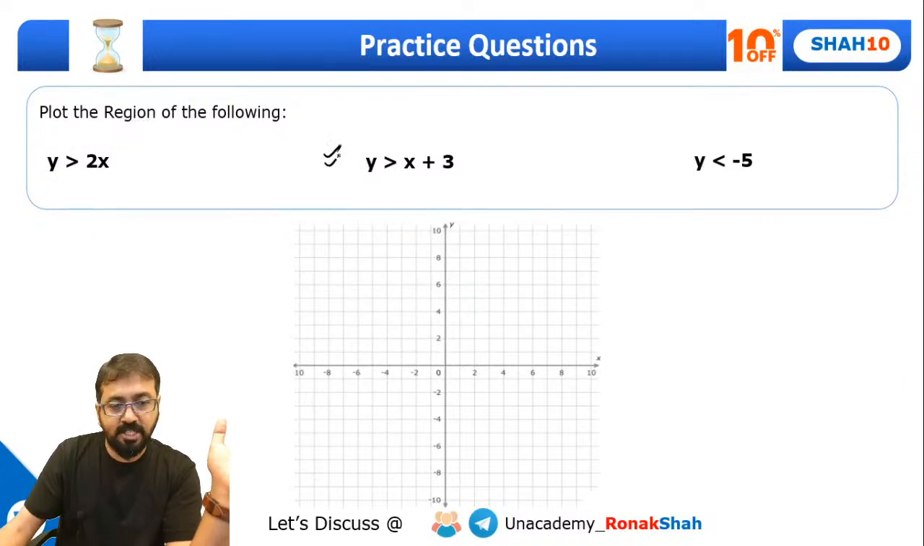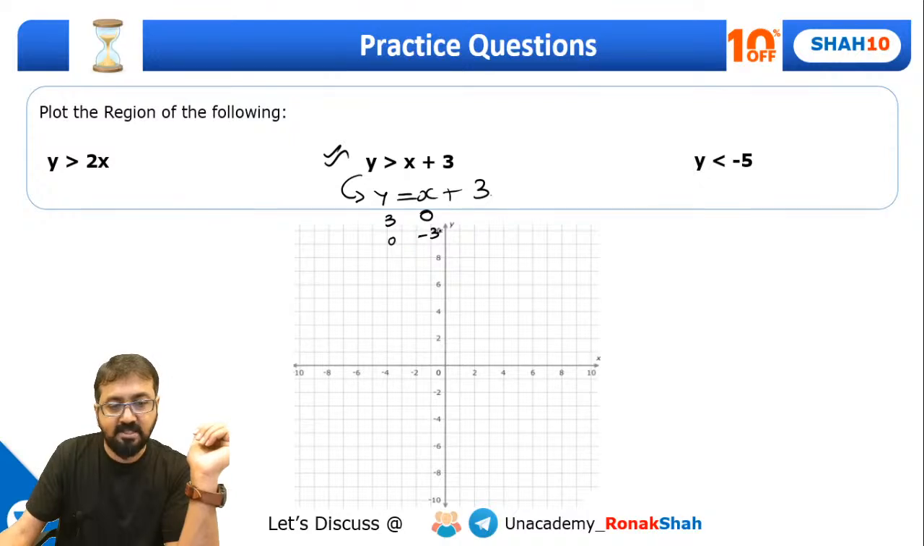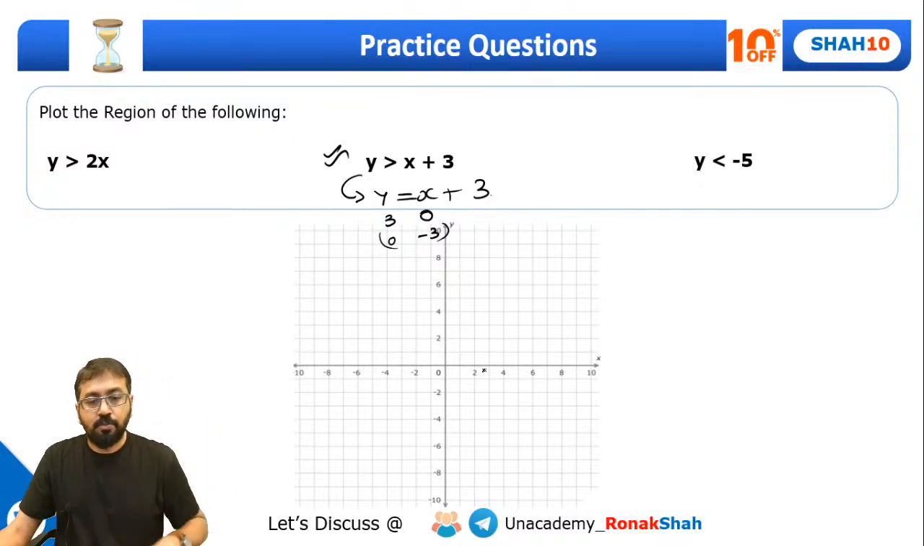Let's try for this question. y greater than x plus 3. So once again, as I mentioned, draw the line for y equal to x plus 3. When x is 0, y is 3. When y is 0, x is minus 3. Correct? So just put those points.